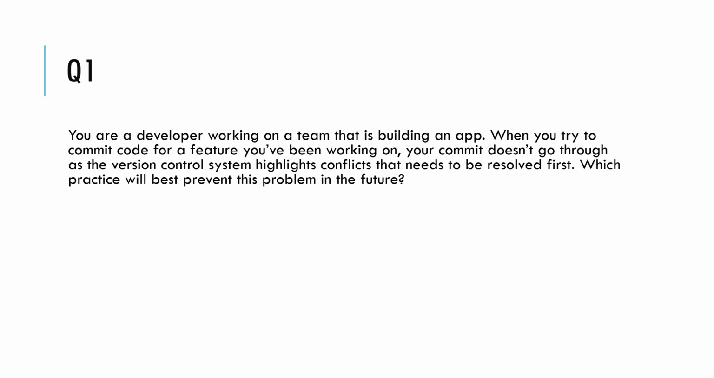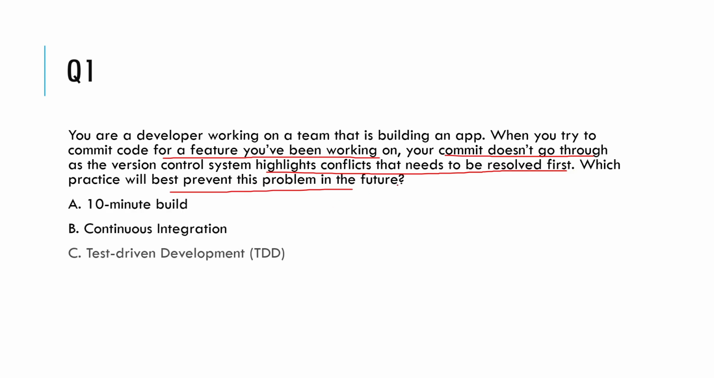Question number one, you are a developer working on a team that is building an app. When you try to commit code for a feature you've been working on, your commit does not go through, as the version control system highlights conflicts that need to be resolved first. So obviously there are conflicts here. Which practice will best prevent this problem in the future? A, 10-minute build; B, continuous integration; C, test driven development, also known as TDD; D, sustainable pace.